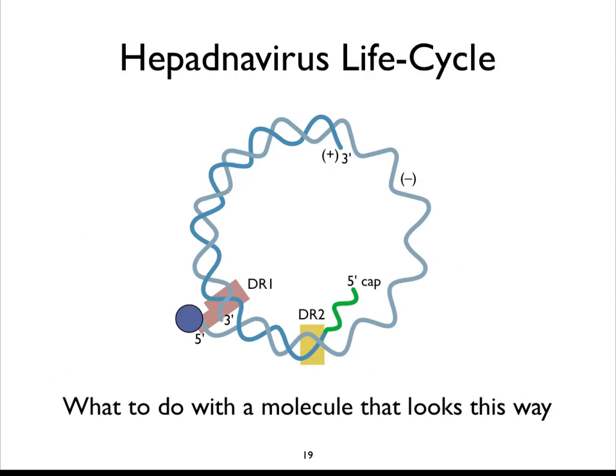Finally, and Dr. Racaniello has told you a bit about this, is the hepatitis B virus, or the hepadnavirus life cycle. And it starts with this unusual structure that contains a minus strand that is complete with a protein at its 5' end, and a plus strand that has an RNA at its 5' end and a 5' cap, and is incomplete. And when this molecule enters the cell, it uses the virus-associated reverse transcriptase to complete replication of that circular molecule and somehow or other turn that into a covalently closed supercoiled molecule, which is a substrate for DNA replication.